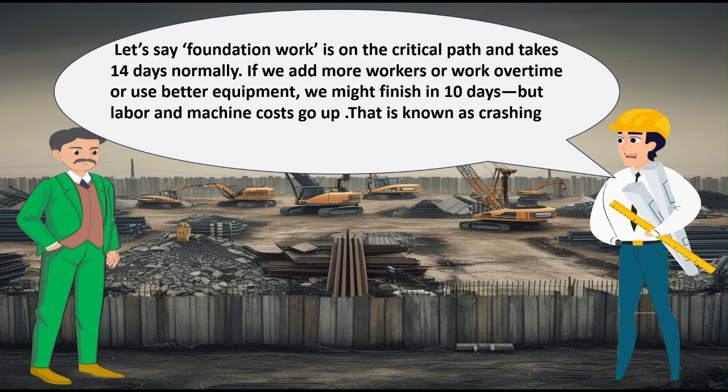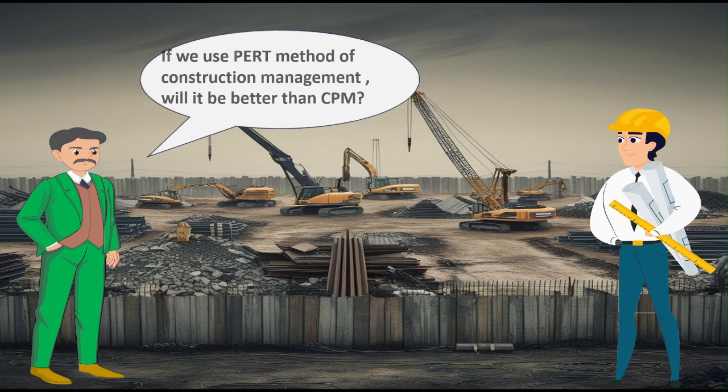Let's say foundation work is on the critical path and takes 14 days normally. If we add more workers or work overtime or use better equipment, we might finish in 10 days. But labor and machine costs go up. That is known as crashing.